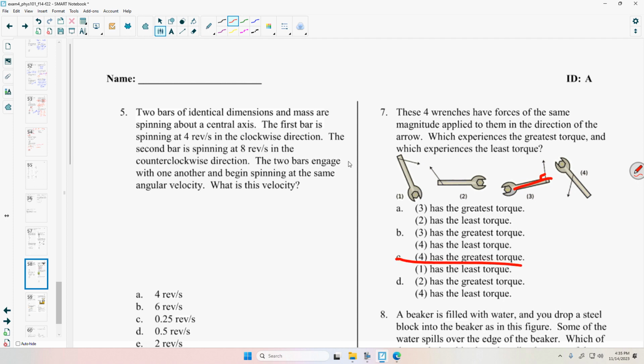That gets rid of C and D. And then either 2 or 4 has the least. It would be 4, right? 4 has a double whammy, has a little bitty moment arm, and it has that angle out. So not all of the force is providing the torque. So 3 is the greatest, 4 has the least. Alrighty.